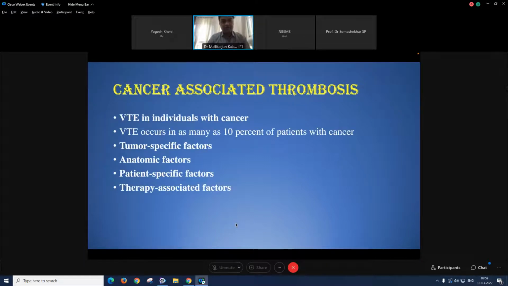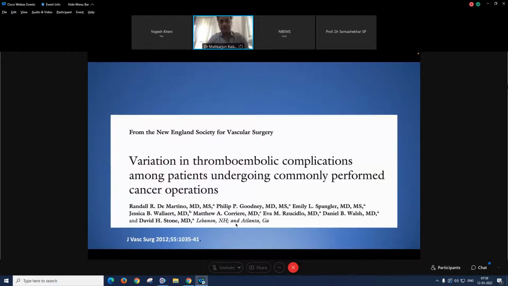A few slides on cancer-associated thrombosis. We know that individuals with cancer have a higher risk of having a vascular thrombotic event as against normal individuals. It can be seen in almost 10% of patients with cancer. And it could be because of various things, but commonly acknowledged factors being the tumor-specific factors, anatomical locations of the cancer, patient-specific factors, past history of thrombotic events, and of course, treatment-wise, for example, a patient with multiple myeloma who's on lenalidomide, dexamethasone, and bortezomib might be at a higher risk of thrombosis because of the treatment itself.